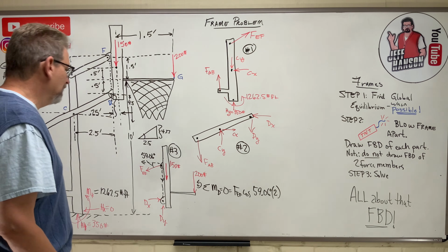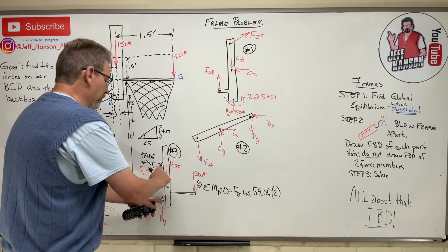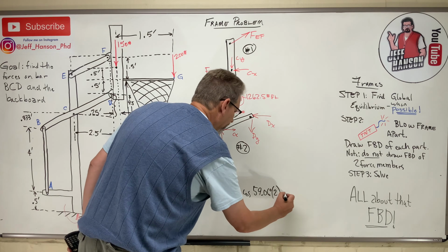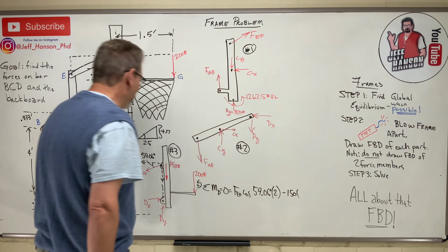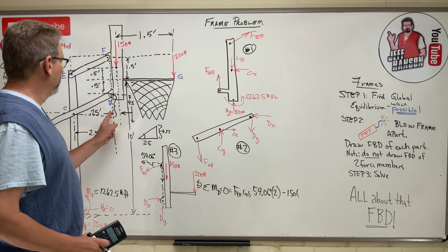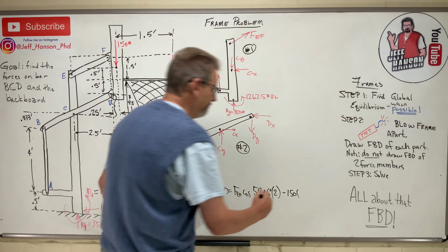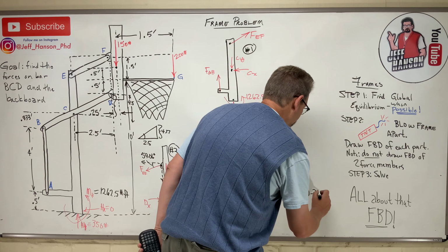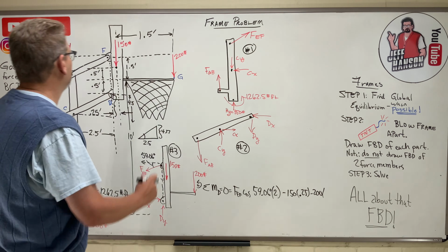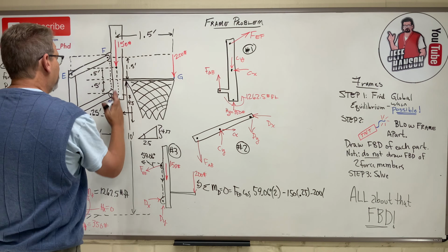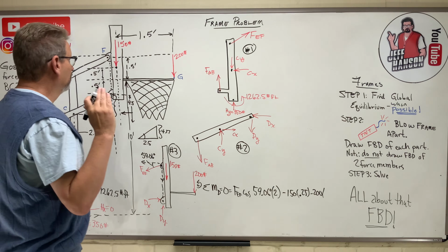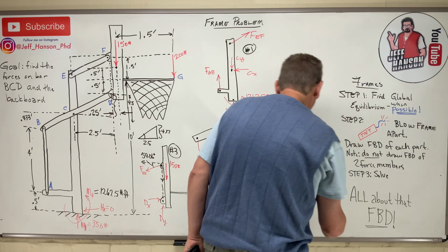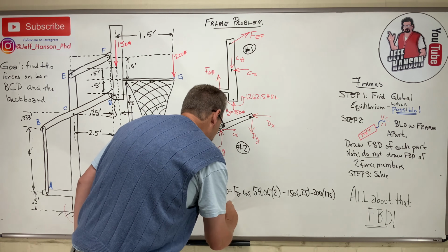Okay. And then I've got the 150, which rotates me negative. So minus 150 times not very far away from D, right? Only 0.25 away. And then minus 200 times, how far is the 200 away? 1.5 plus 0.25, so 1.75. Okay, so that's going to give me FEF, isn't it?